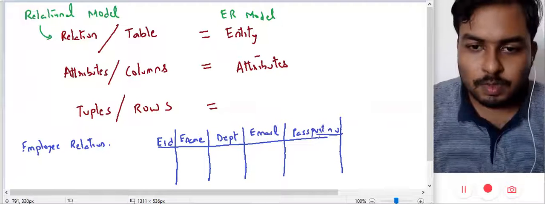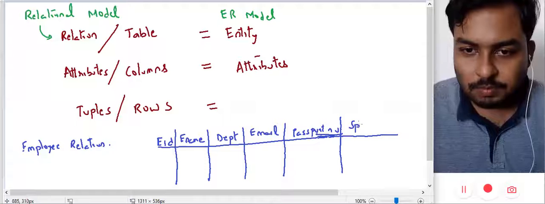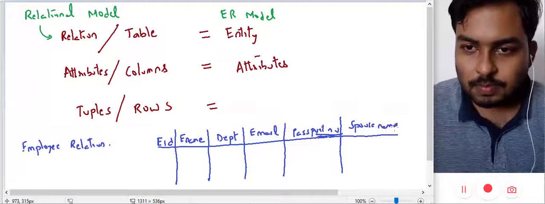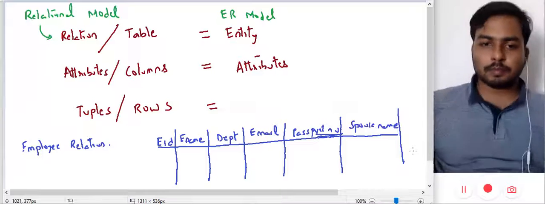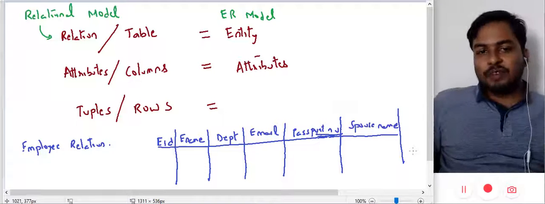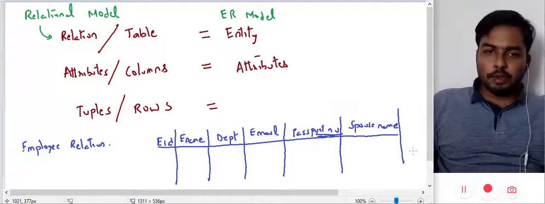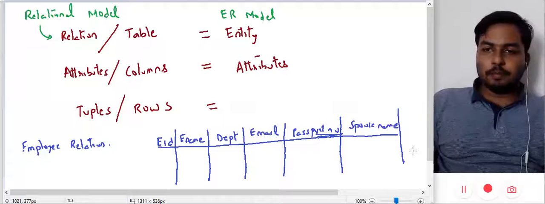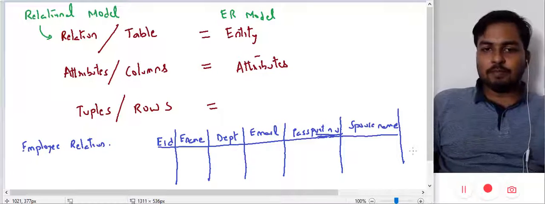Spouse name. If you have to represent the same thing in an ER model, how will you represent it? You'll draw an entity, a rectangle, and write employee, and then you'll draw oval shapes. You'll write employee ID, employee name, department, email ID, passport number, and spouse name as attributes, right?